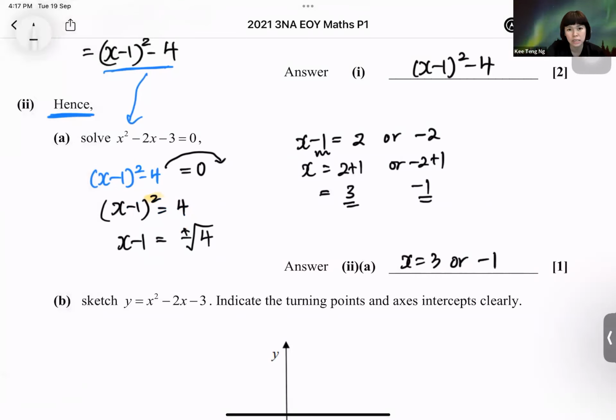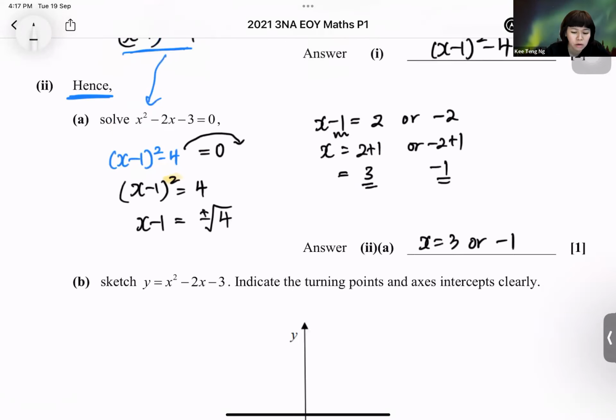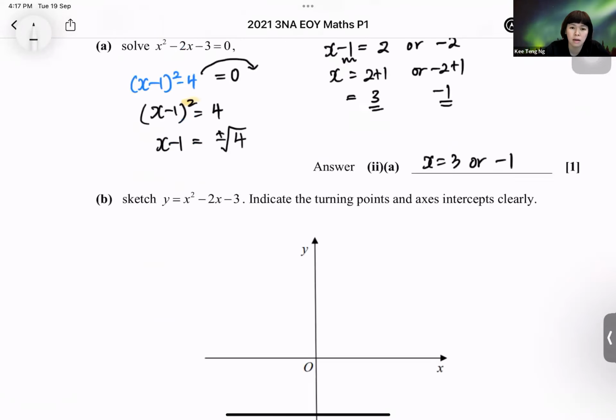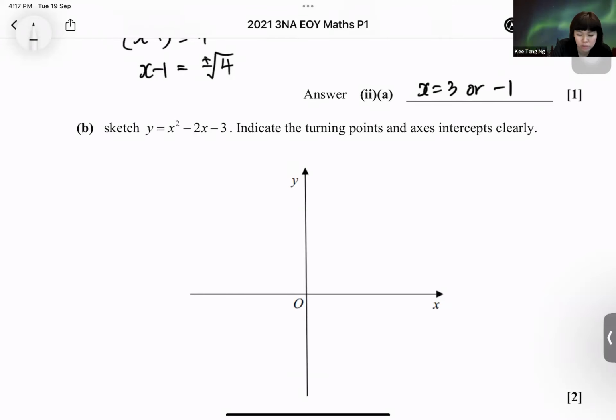Have you gotten the concept? Next question, part B. Sketch this question, which is the whole of the completed square form, right? To sketch this question, if you cannot remember, this is actually being taught in Sec 2. I have a video on just sketching of the graph over here, so I can send you for further revision, right? But in the meantime, let's listen to what I have to say.